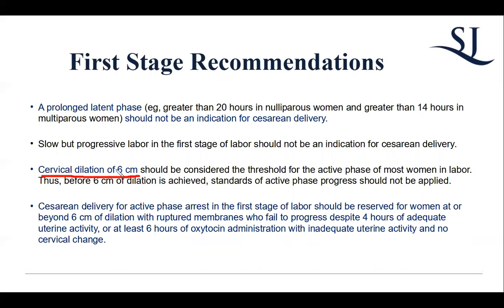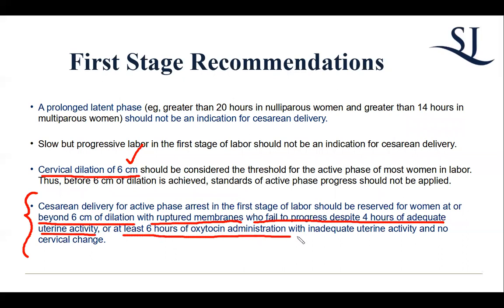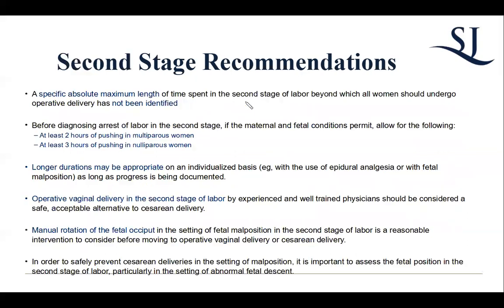If you're in active labor, which is 6 centimeters, the definition I mentioned earlier should make a bit more sense: an arrest of dilatation, which is an arrest of the active phase in the first stage of labor, is reserved for women who are at or beyond 6 centimeters with ruptured membranes who fail to progress despite 4 hours of adequate uterine activity as measured by Montevideo units, or 6 hours with oxytocin of inadequate uterine activity, okay? We already went over what that is. So just know that definition because it's pretty important in managing things.